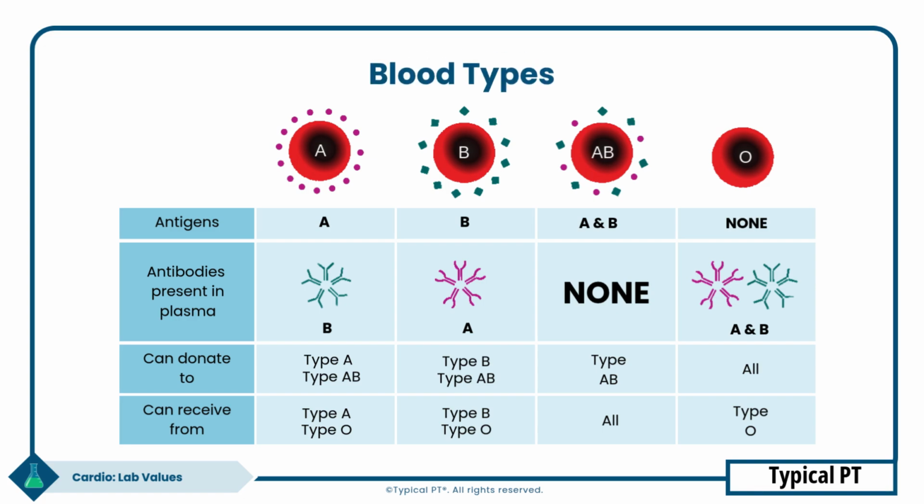The last category to cover before we wrap up is blood typing. There are four main blood types: A, B, AB, and O. Type O negative is the universal donor because it has no antigens to trigger an immune response. Type AB positive is the universal recipient because it has no antibodies to attack donor blood. You can see the full compatibility chart on the screen.